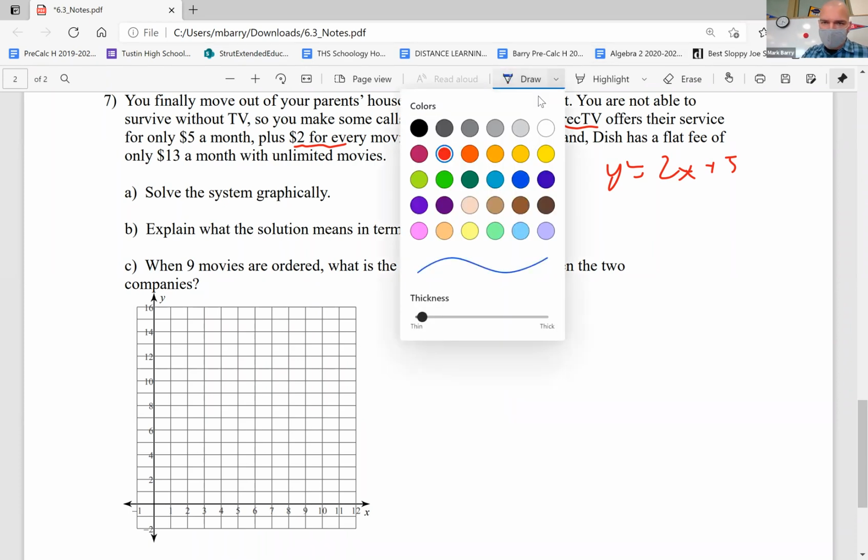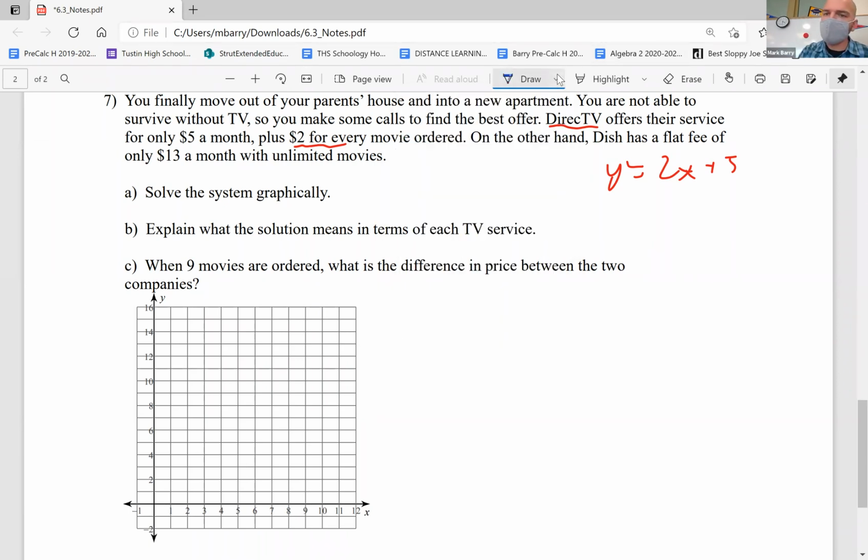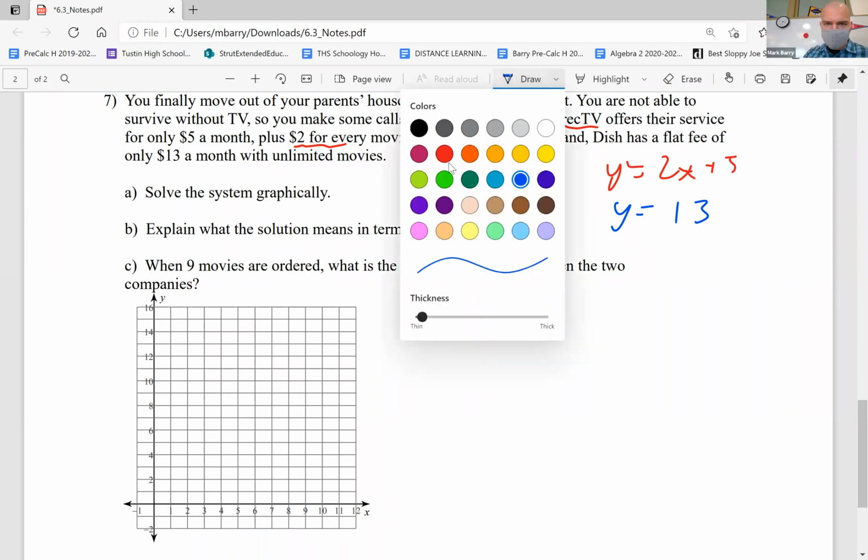Dish, on the other hand, it's $0 per movie, and I just have to pay $13 a month. So it's not 13x, because it's not $13 per movie. It's just 13. It actually technically would be like 0x plus 13, because the movies are free. So we can definitely graph this.